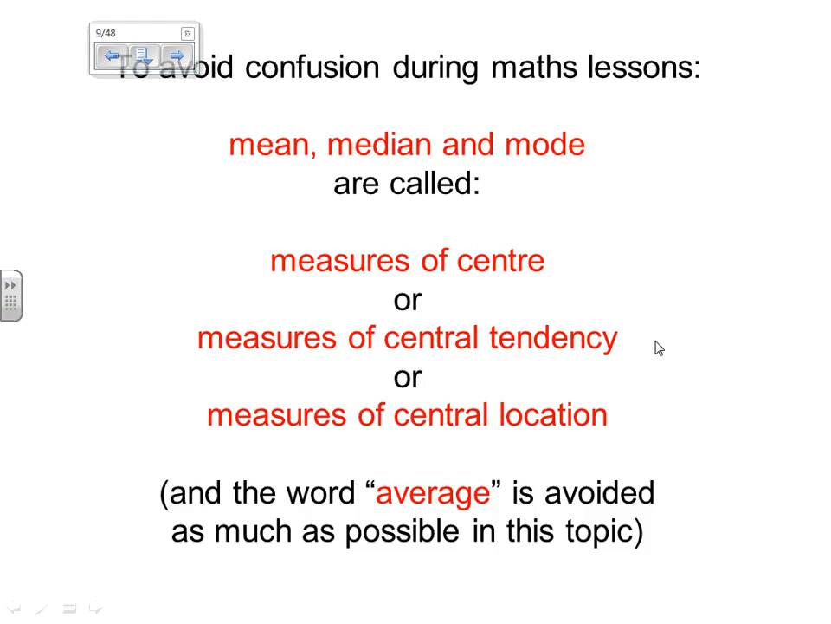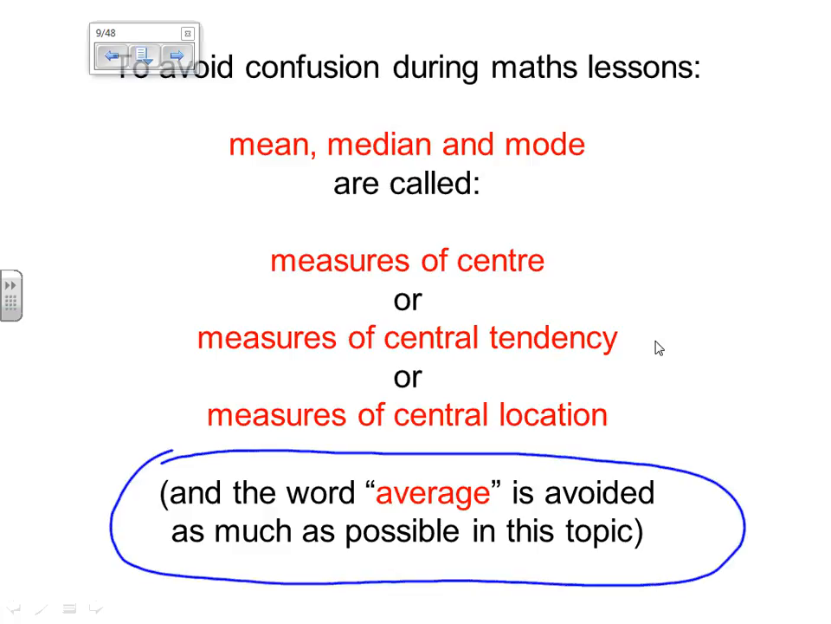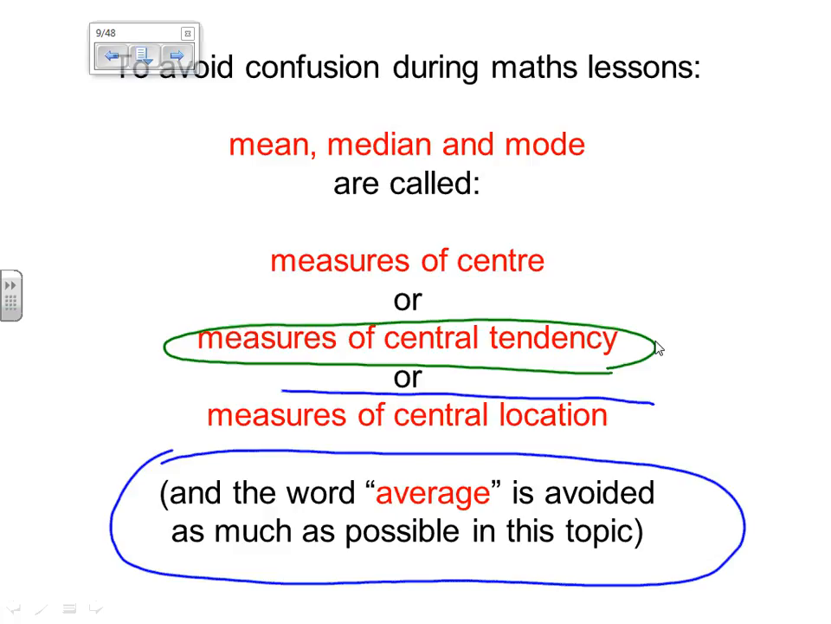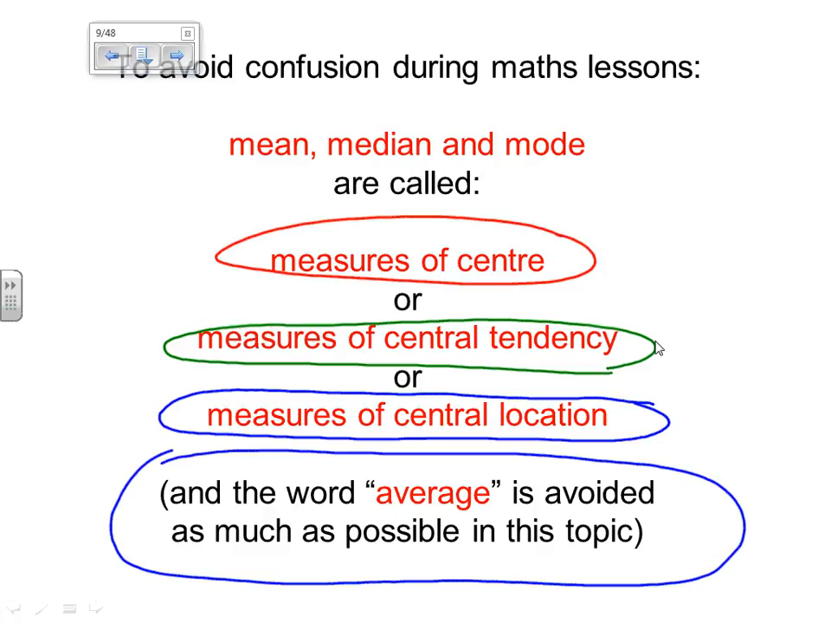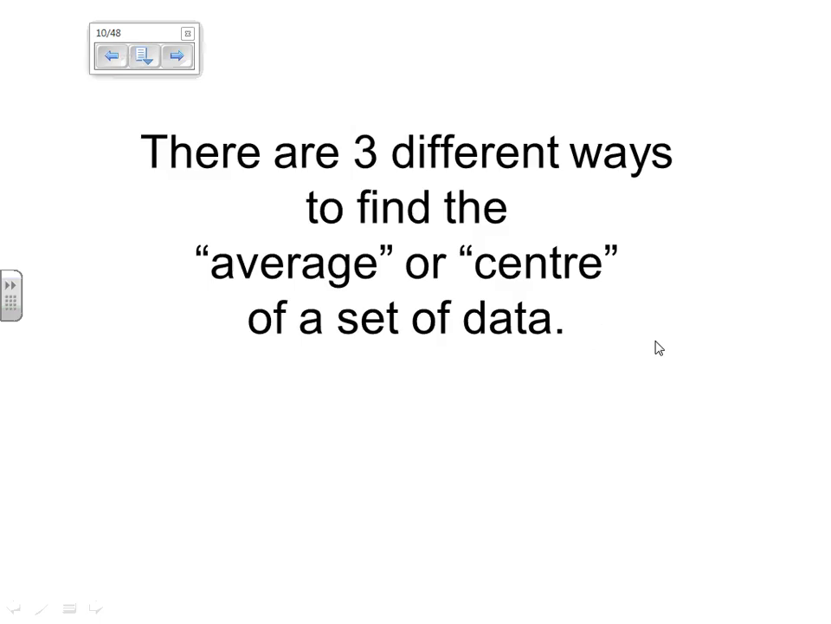Right. So, here's maths. We avoid average as much as possible. I talk about measures of central tendency. I know some of the other maths teachers talk about measures of central location. And some of the science teachers talk about a measure of the centre. But all of that means exactly the same thing. We're talking about mean, median, and mode. Right. So 3 different ways to find the centre of data.